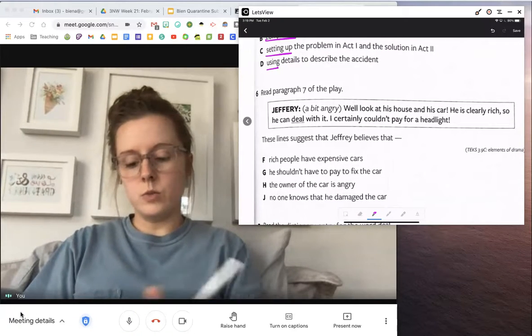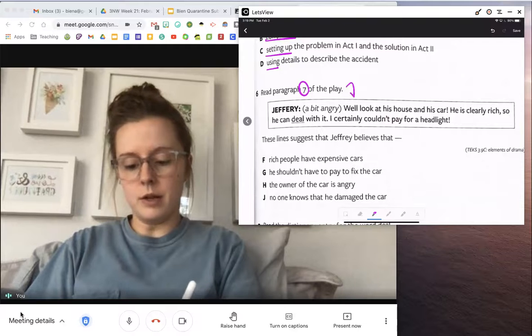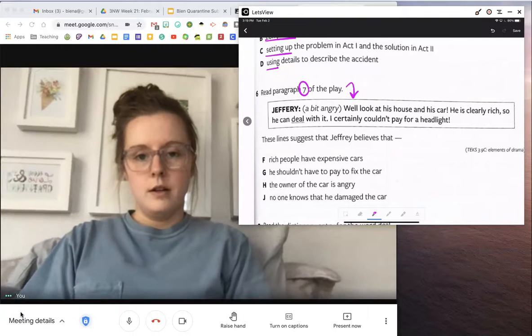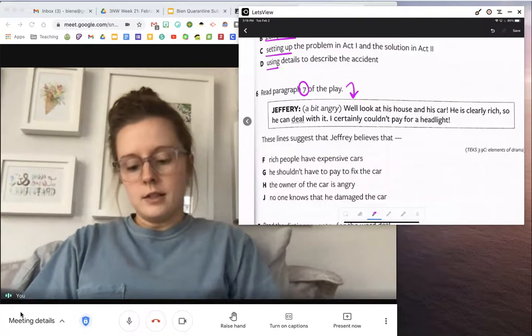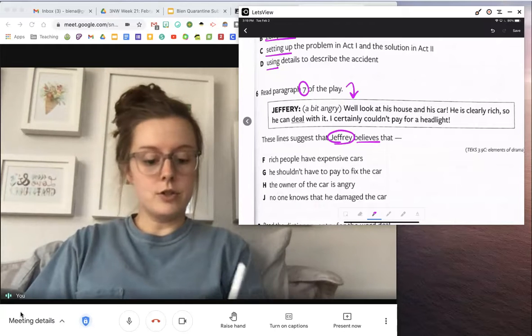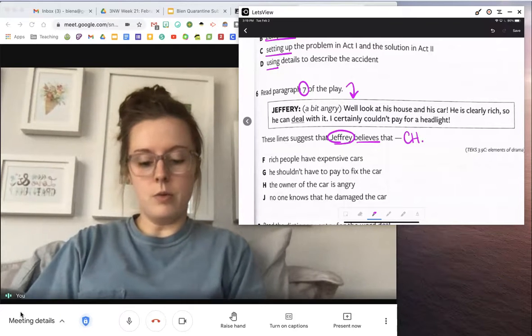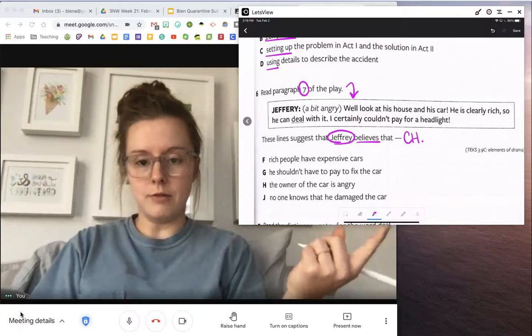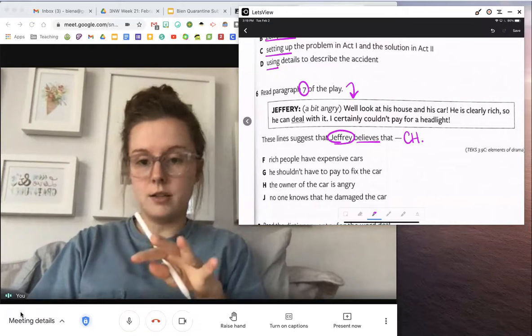Number 6 says, read paragraph 7 of the play. So that's down here. These lines suggest that Jeffrey believes, so it's asking me about one of my characters, so it's a character question. I want to know, what does he believe based on just that paragraph?